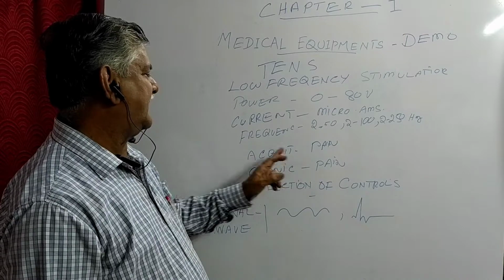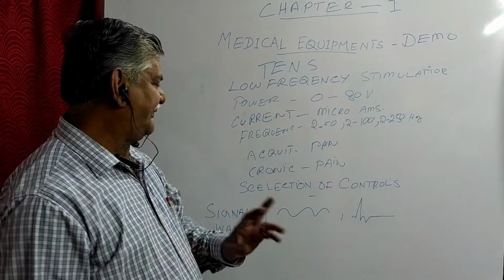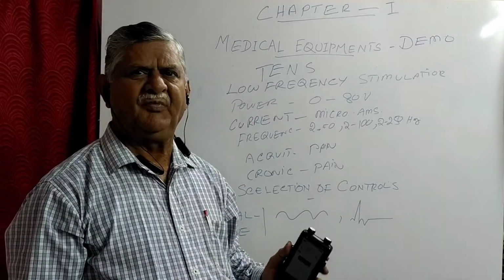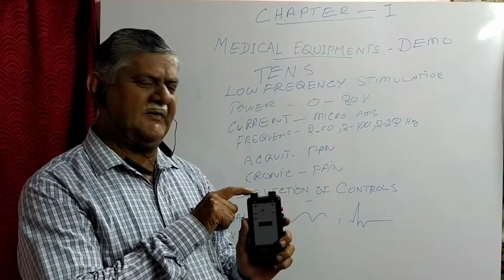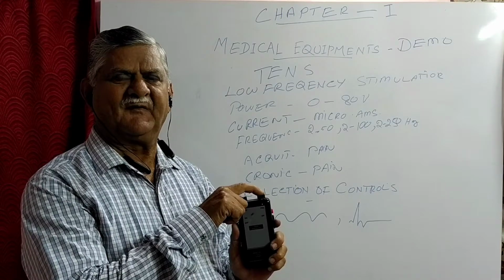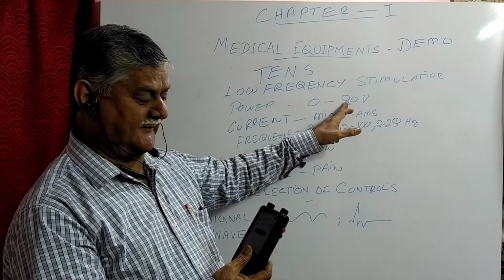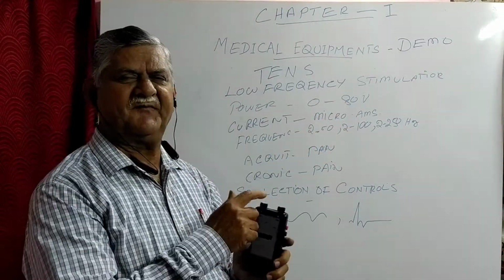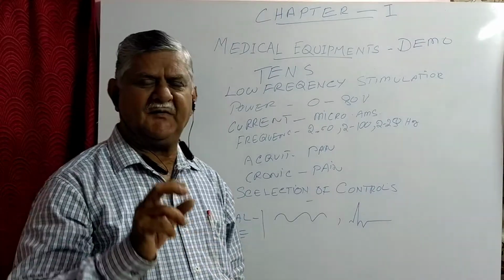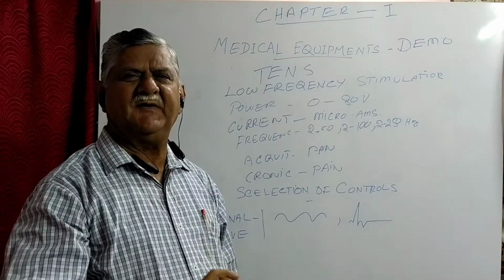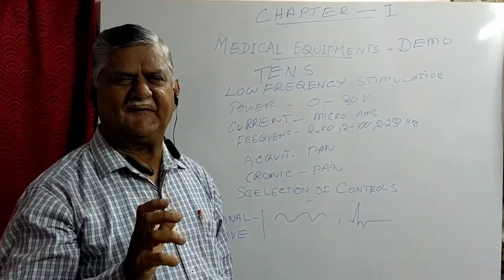It is very useful for acute pain. Chronic pain is also cured. Selection of controls: this is one type of TENS. In the TENS we can see one amplitude and one frequency control. The amplitude is the power, as we said, we can give 0 to 80 volt. Frequency is a 2 to 50 hertz frequency. The selection of the current and frequency is according to the tolerance of the patient, we have to increase the voltage, 0 to 80 volt. We should not give more voltage.